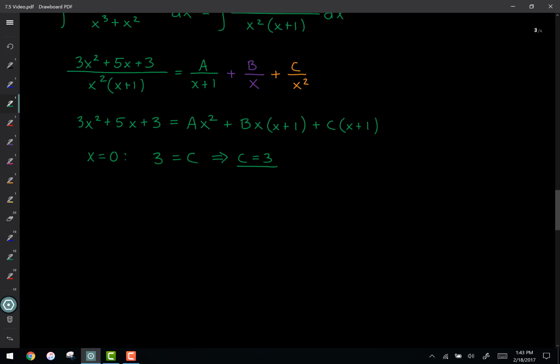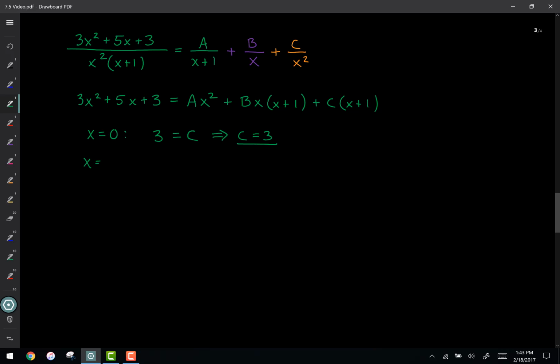What else could we plug in? We could plug in -1. So if I plug in -1, on the left-hand side, what do we get? This will be a 3, this will be a -5, and this will be a 3. So I have 3 plus 3 is 6, minus 5 is 1. The b term will go away because of the x plus 1 factor, and the c term will go away because of the x plus 1 factor. So we just have a, because -1 squared is 1. So a equals 1.